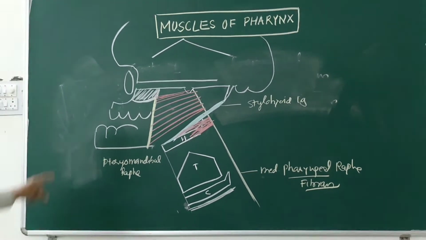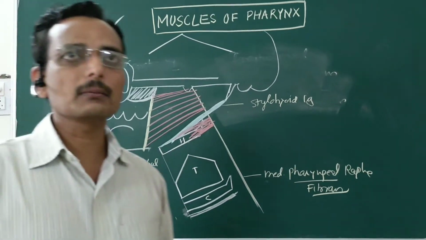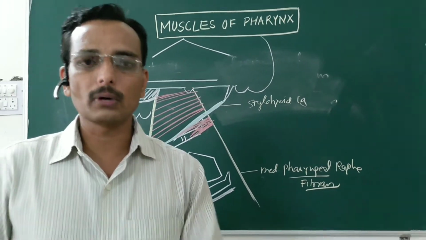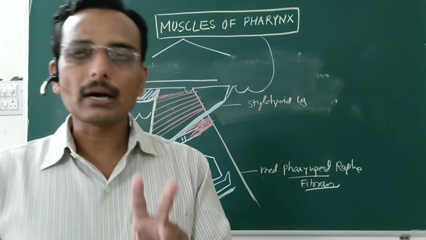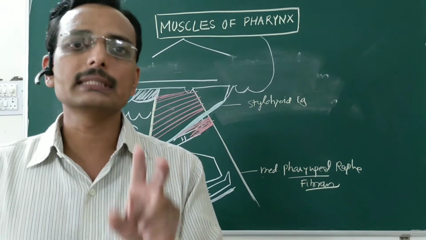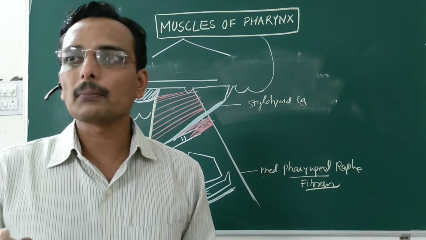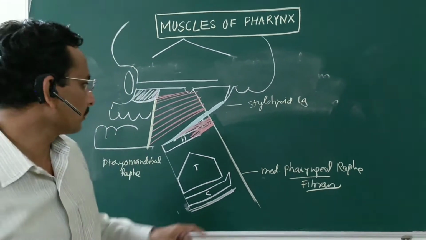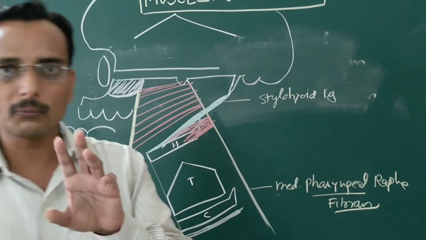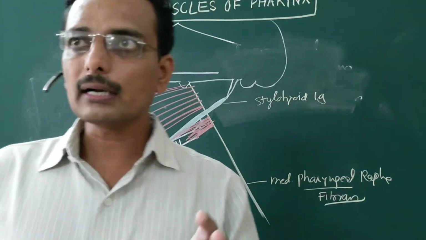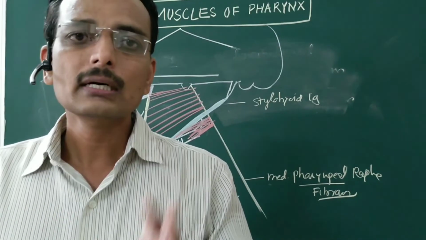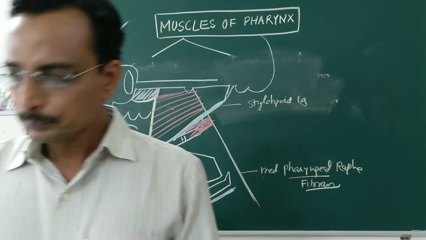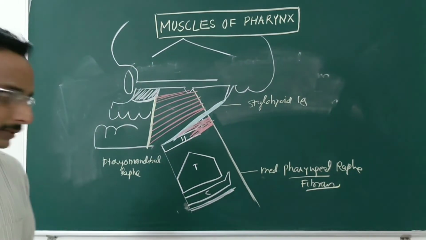What about the third muscle, the inferior constrictor? This inferior constrictor muscle is again divided into two parts. One part originates from the thyroid cartilage, and another part originates from the cricoid cartilage. The part originating from the thyroid cartilage is called the thyropharyngeus muscle, and the part originating from the cricoid cartilage is called the cricopharyngeus muscle.